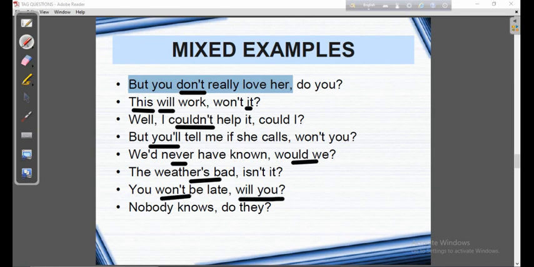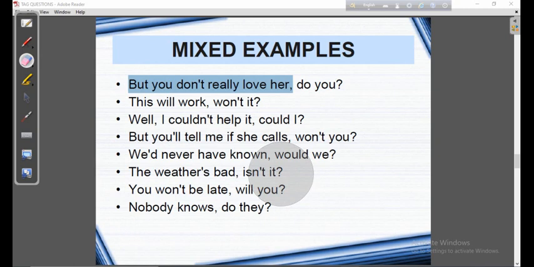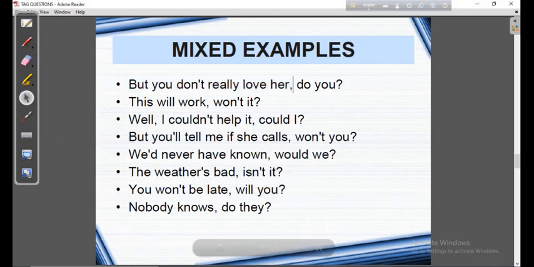Negative, affirmative. Will you? Nobody knows. Nobody. If the subject is nobody, everybody, somebody, no one, none, then the pronoun will be they. And that is why, in spite of the fact that the verb has taken "as", it won't take "they", because the subject has changed, and this verb will be followed by the newly made subject or newly made pronoun of the tag question. So dear students, here you will have to be a bit careful writing the pronouns.